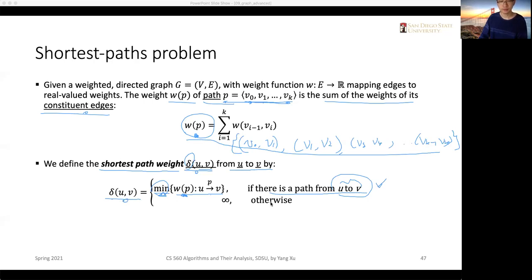Okay. But what if there's no path connecting the two vertices? What if there's no connectivity?